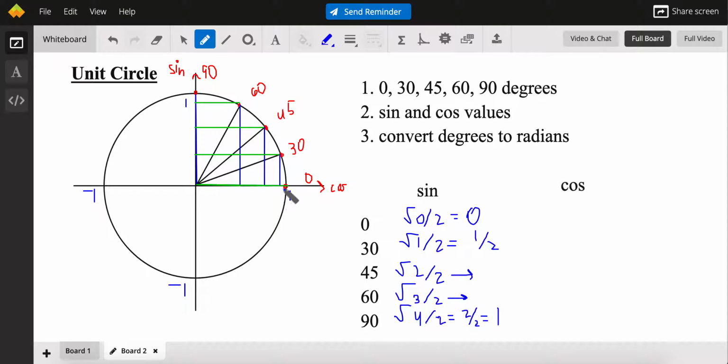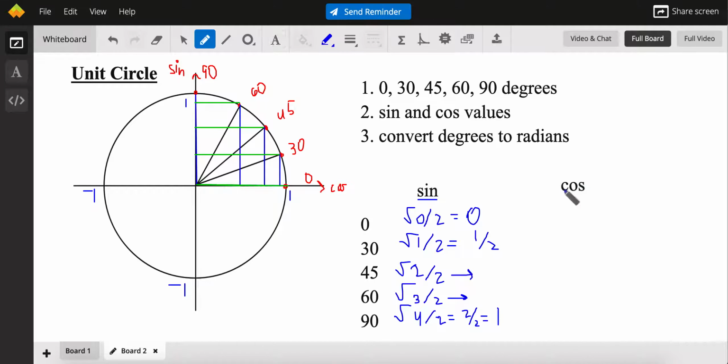At 0 degrees, the sine or height of your triangle is 0. At 30 degrees, the height of your triangle in a unit circle with a radius of 1 is 1/2. At 45 degrees, the height of this triangle in here is radical 2 over 2. At 60 degrees, the height of this triangle here is radical 3 over 2. And at 90 degrees, the height is 1.